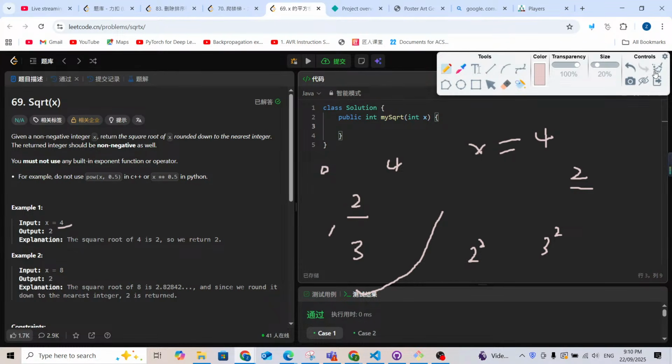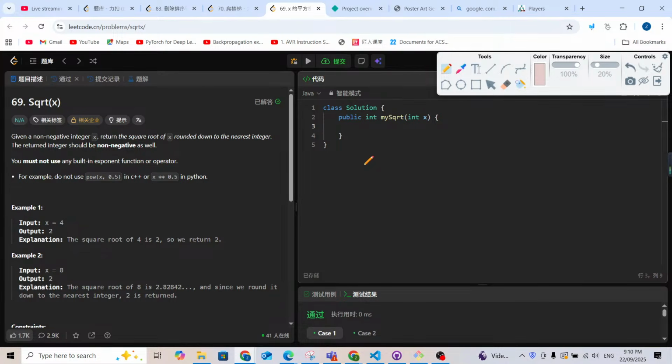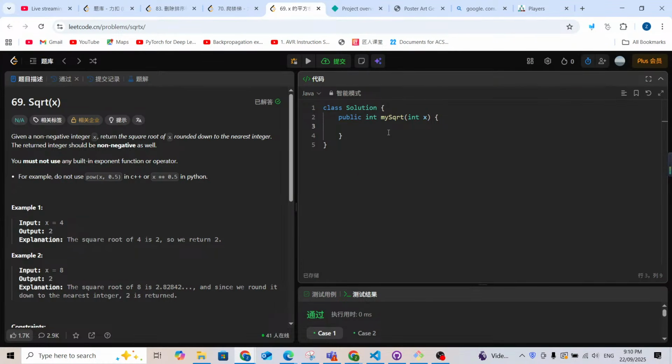For the second example, we have 0 and 8. The middle of 0 plus 8 is going to be 4. The square of 4 is 16, and 16 is more than 8. So this means our guess for this number is too big, and we need to decrease it. So R is going to be equal to 3, and L is still going to be 0. From 0 to 3, we can definitely find that number. It's going to be 2.